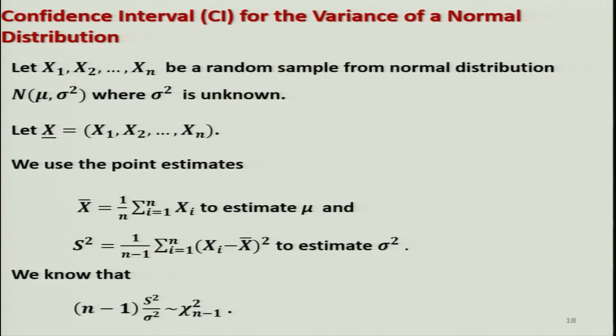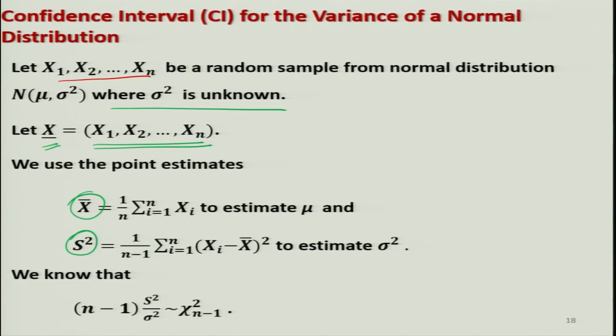We have a random sample x1, x2, up to xn from normal mu sigma square, where sigma square is unknown, and I am indicating the data vector here as x underscore for simplicity. We know that in this case the mean and variance can be estimated by the sample mean and capital S square, as we have done earlier. Now we have to create a pivotal quantity. For that we are going to take the help of the chi-square distribution, a topic we already understood.